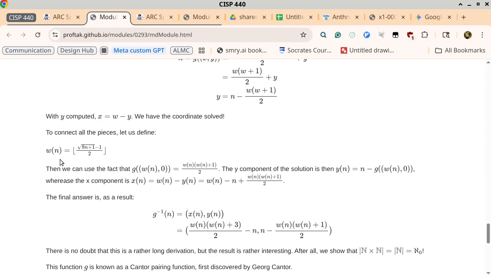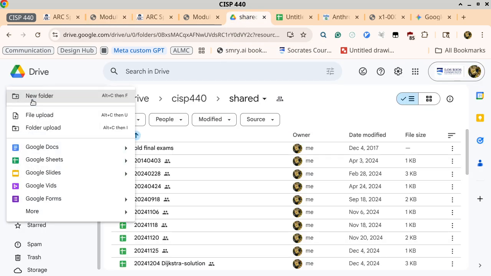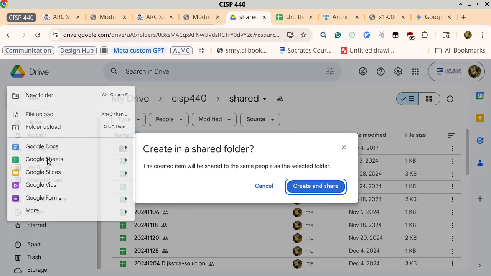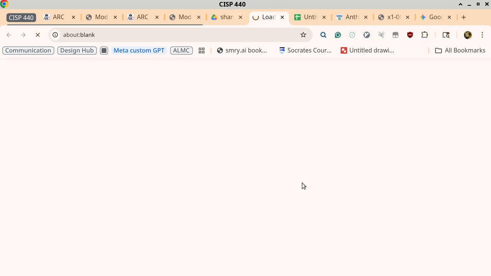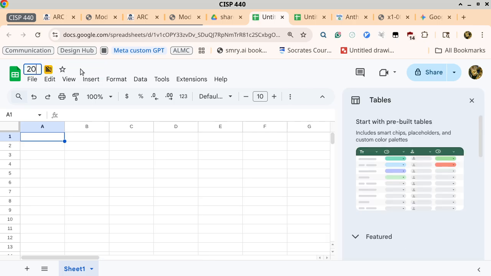Since I do not have a calculator, I have to cheat a little bit and use a spreadsheet for this purpose. I'm going to make a new spreadsheet for today using today's date, so that if you ever need to look up how we did this, you can just look it up. Today is the 2nd of March.